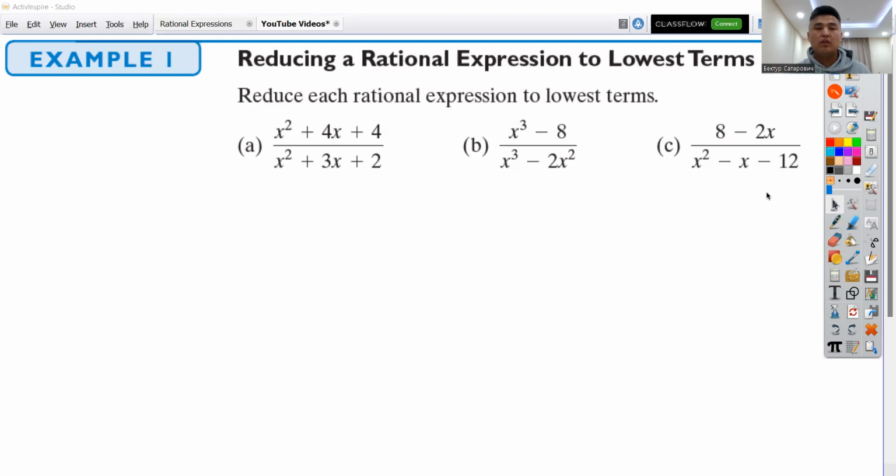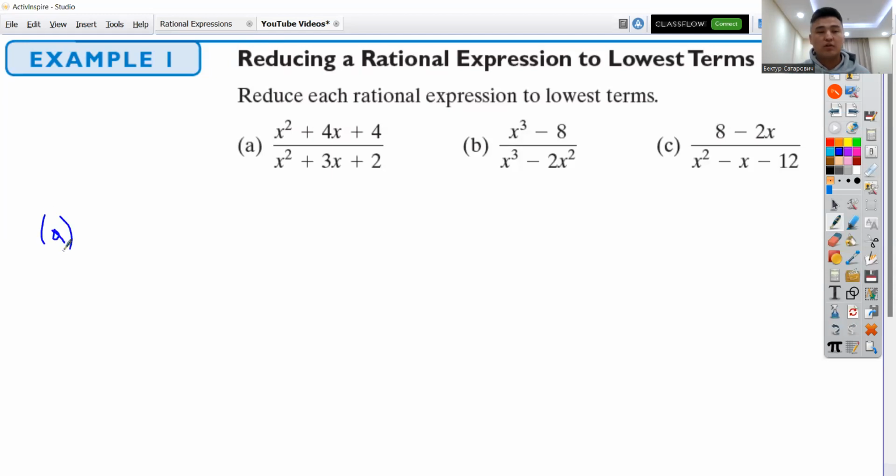All right, folks. Today in this video, we will be learning how to reduce a rational expression to its lowest term. In this video, I have three examples. I'll be solving one by one. Let's go. Pay attention to this video because the following examples will be related to this topic. If you do not understand it well, it will be really challenging for the next videos. All right, here we go.